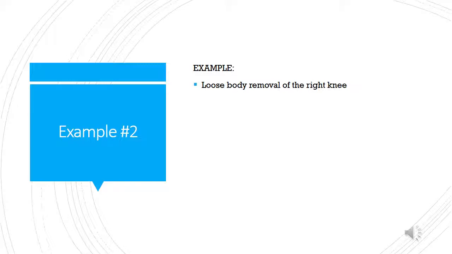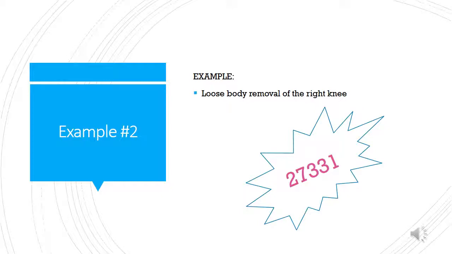Code 27331 shows as a possible code. Now let's look this up in the main index, again using the numbers shown on the color-coded sidebars or the guide numbers at the top of the pages to navigate to 27331. 27331 is the correct code for removal of loose body in the knee.